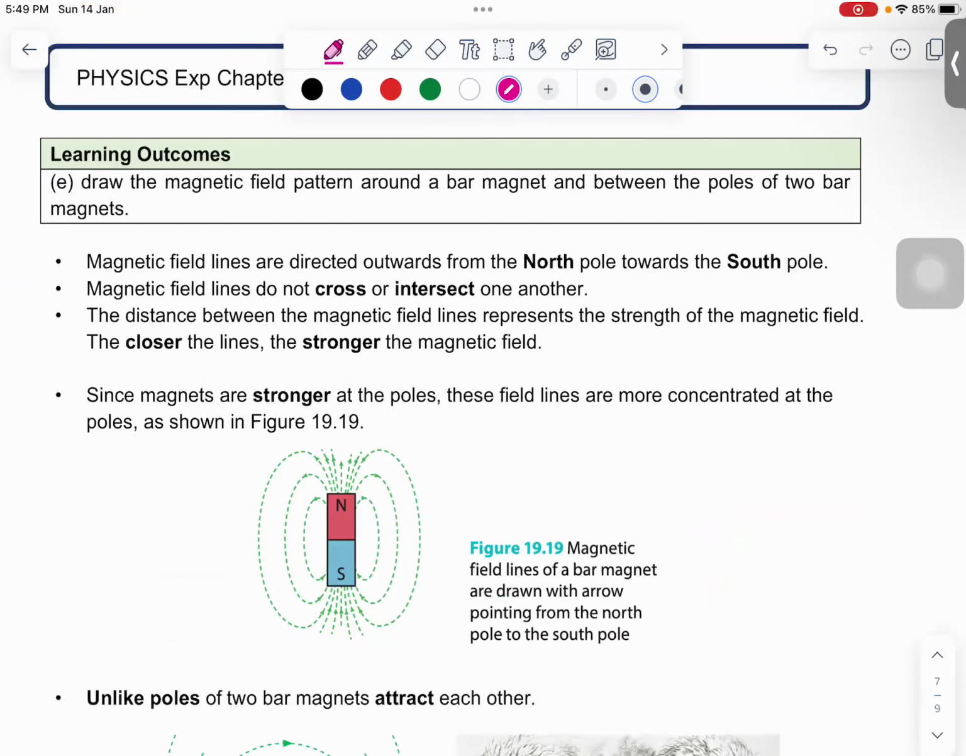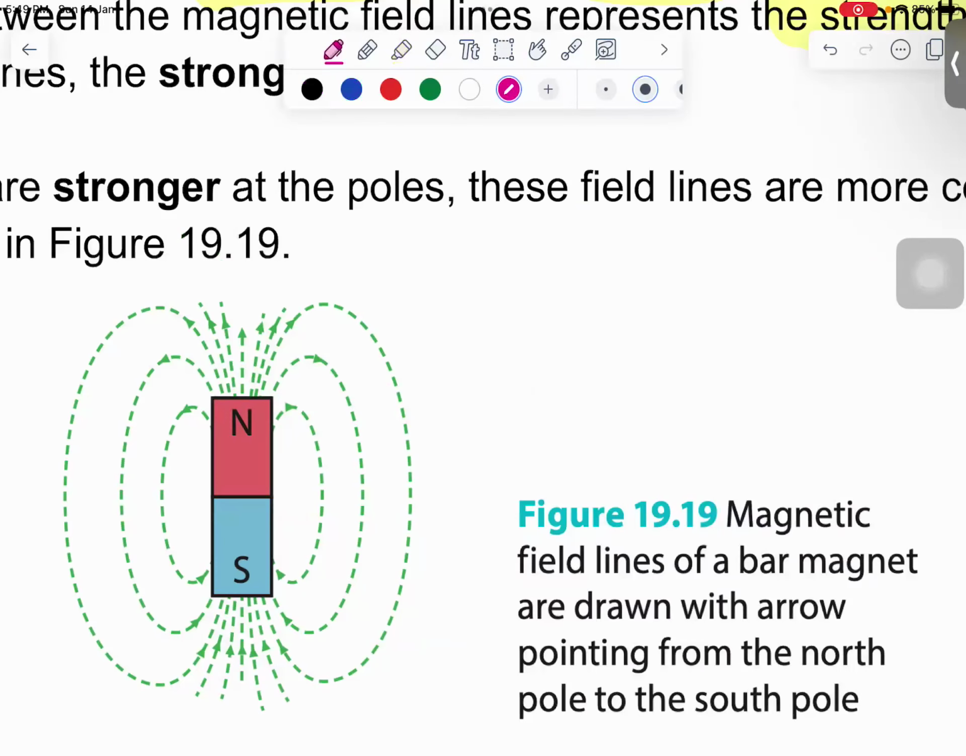Drawing magnetic fields, same as electric field, it's pointing outwards from the North Pole and inwards for the South Pole. Please take note that magnetic field lines, same as electric field lines, do not cross or intersect with one another. The distance between the magnetic field lines represents the strength of the magnetic field. So if it's very close, like the picture on the left, it's a strong magnetic field.